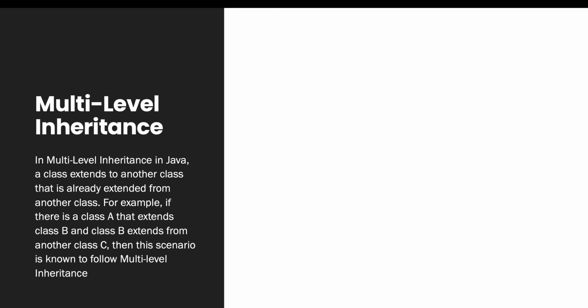The second inheritance is multi-level inheritance, right? Similar to single inheritance, what is the definition of multi-level inheritance? In multi-level inheritance in Java, a class extends another class that is already extended from another class. That's what we have seen, right? Class A is extended by class B and class B is extended by class C. That's what represents multi-level inheritance. For example, there is a class A that extends class B, and class B extends from another class, let's say C, then this scenario is known to follow multi-level inheritance.